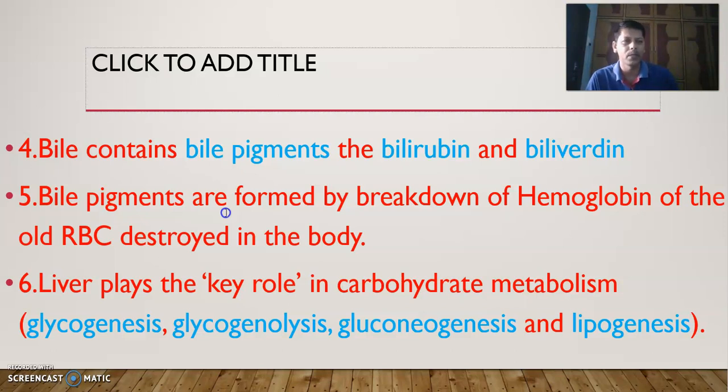Hemoglobin pigment is present in our RBC. There is another pigment in our skin, that is melanin. One of the pigments present in the leaves is chlorophyll. Like that, our bile also contains pigments, which we call bile pigments. How are these bile pigments formed?